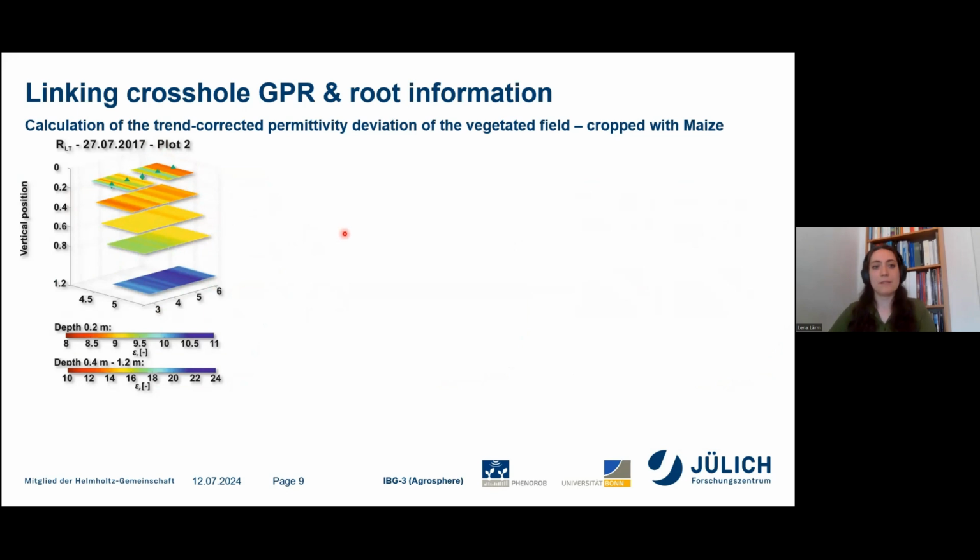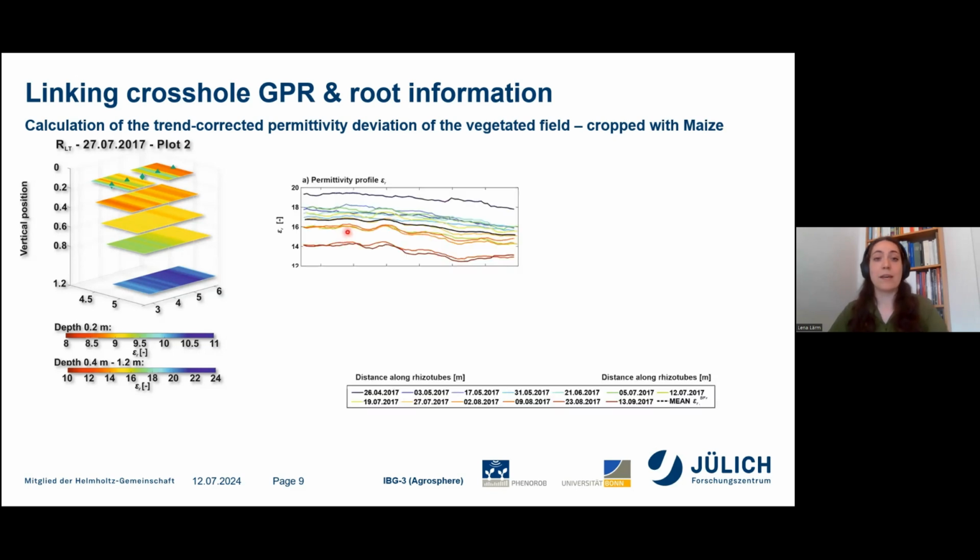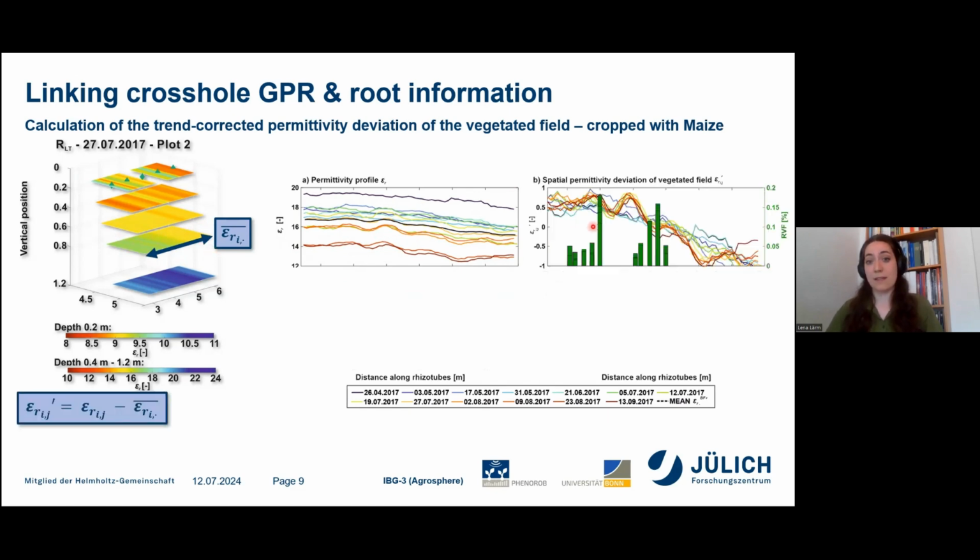And the first step is to remove dynamic influences. What I mean by that, can you see here? The different colors represent the dates throughout the crop growing season, and this is along the rhizotube. As you can see here, especially if you consider the different dates, we have quite varying permittivity values. So we again cannot really see which permittivity values are influenced by roots. So to remove the dynamic influences, we took the mean along the rhizotube and subtracted that from each zero offset profiling position. And this looks like this.